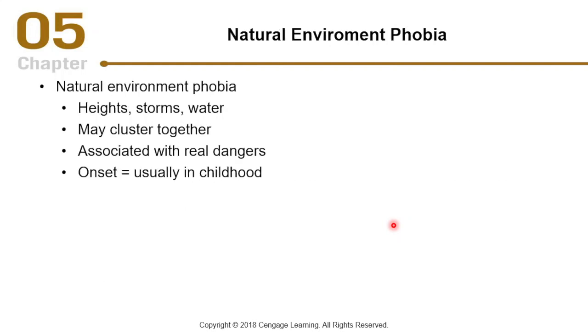And then we also have the natural environment phobia, wherein there is a fear of either heights, storms, and water. They may be clustered together, and it's usually associated with real dangers. Like for example, with storms, right? Especially in places that are always hit by storms. Usually you will see that they have these kinds of phobias there.